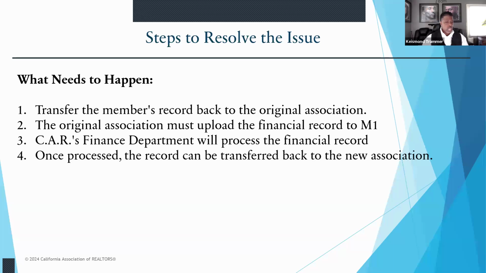This process should take less than 10 minutes to complete, as long as both associations are communicating with one another. So that is extremely important, that both associations are communicating so that we can make this process go as quickly as possible, because we don't want to do anything that's going to impact the members' access to zip forms, right? Next screen.